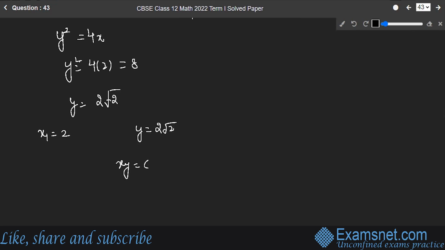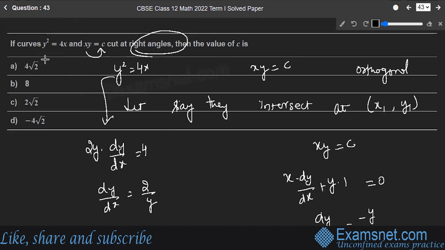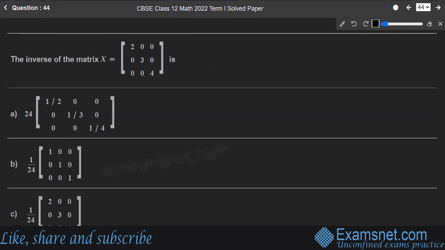You had xy is equal to c. It was given in the question. So 2 into 2 root 2 is equal to c, which makes it 4 root 2. That's it. This is the answer to the question. 4 root 2. Option A is the correct answer. Hope you got that.